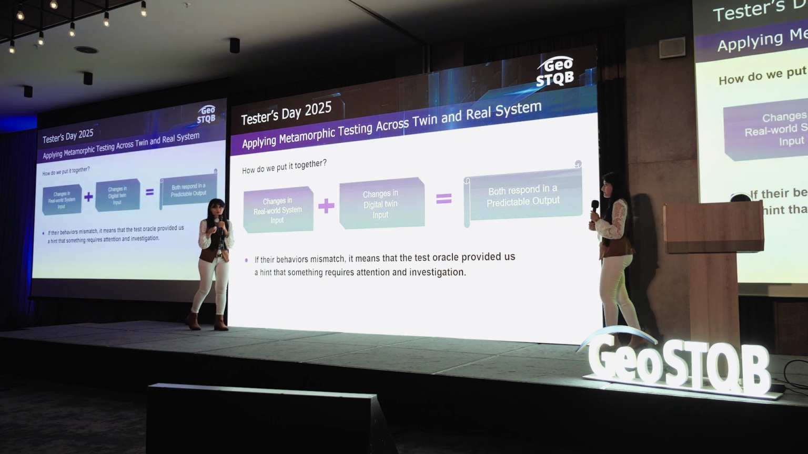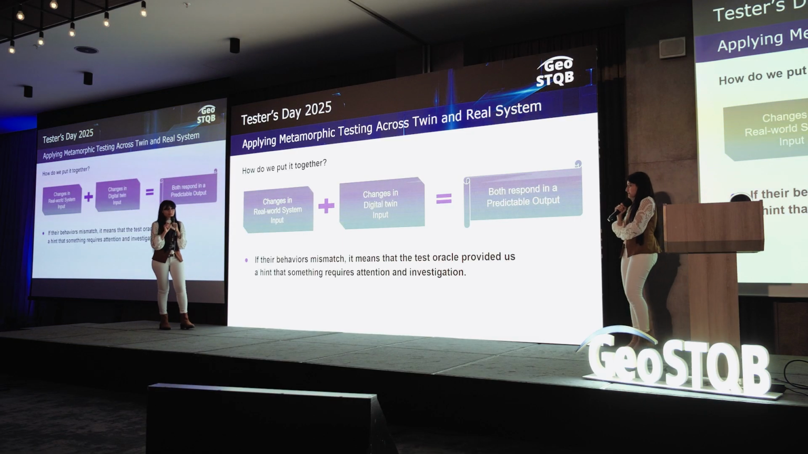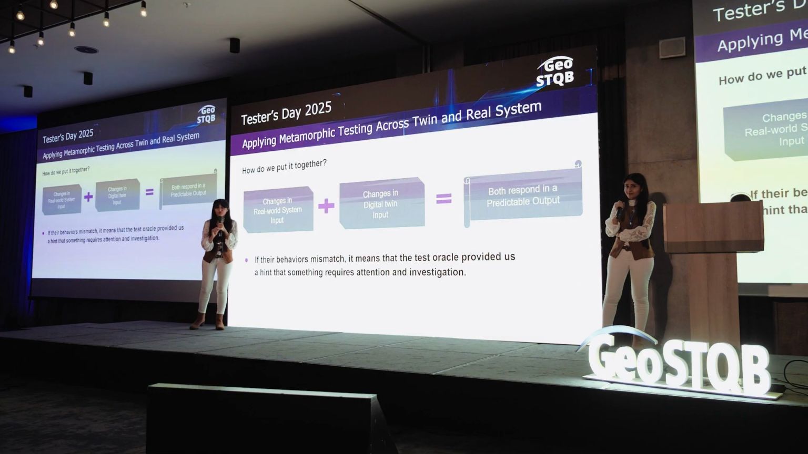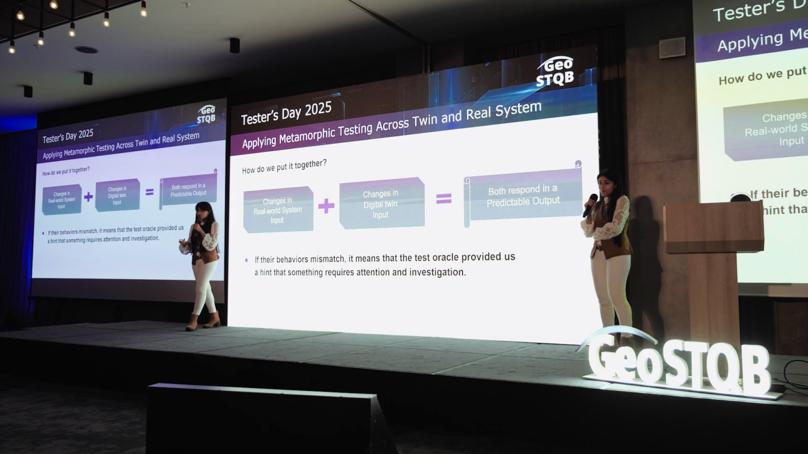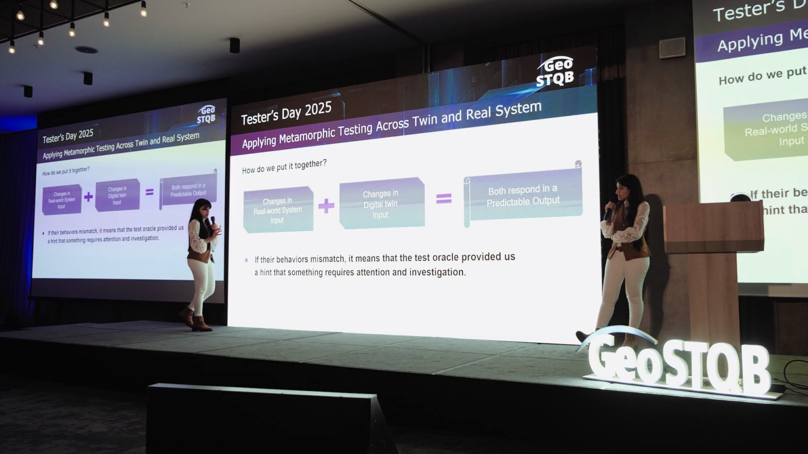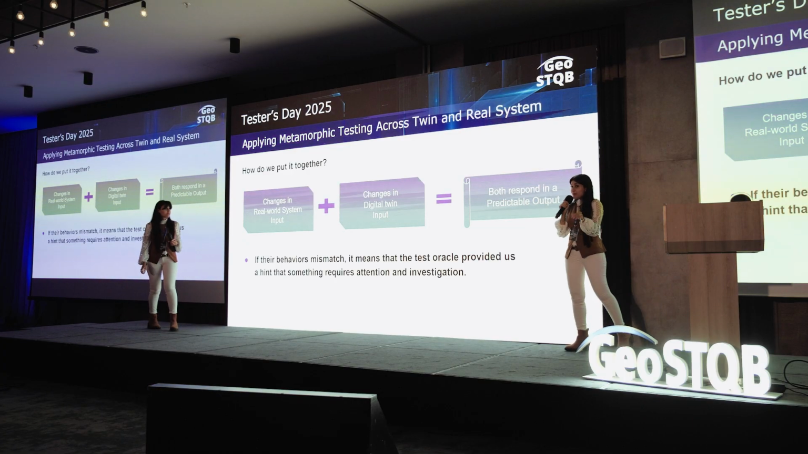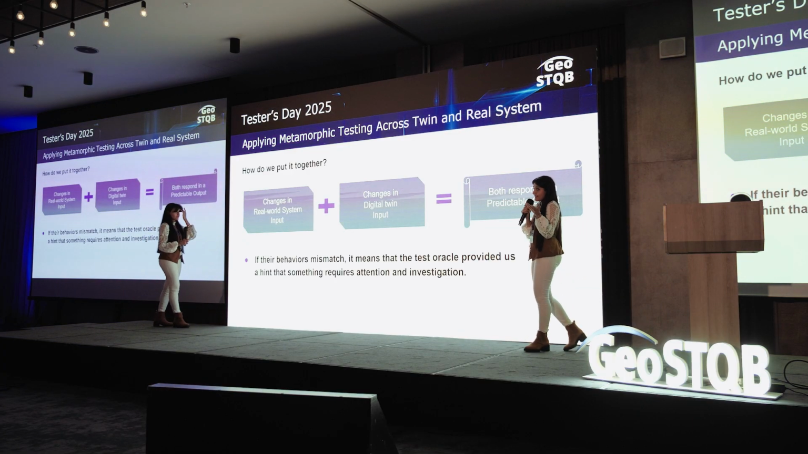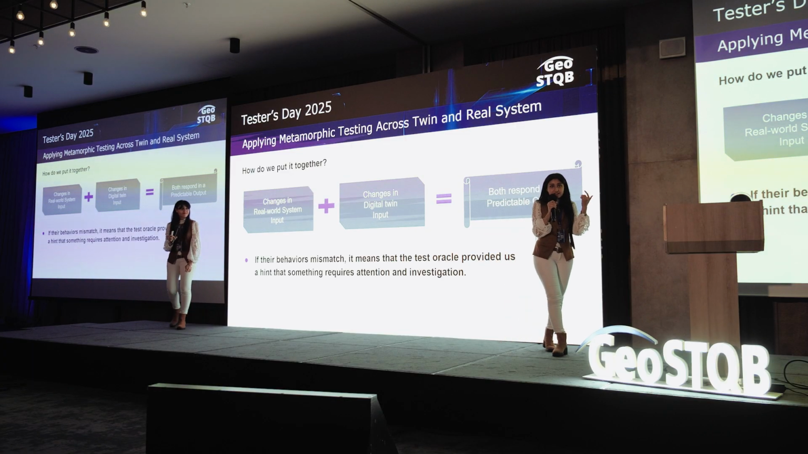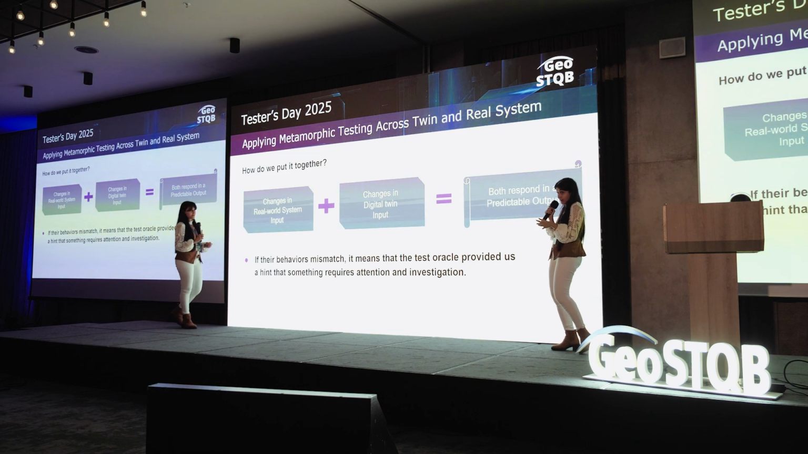First of all, we bring the real system and the digital twin system, and we make some transformations to both of them. The same transformation we perform for both. And then we monitor and analyze, and if both respond with a predictable output consistently, then that's a pass. But if their behavior mismatches, then that means the test oracle is giving us some hints that something needs to be investigated. There's an issue that needs to be monitored or analyzed.